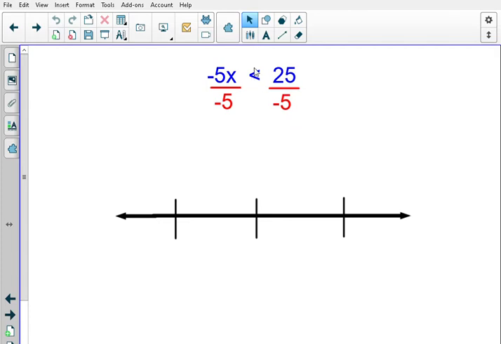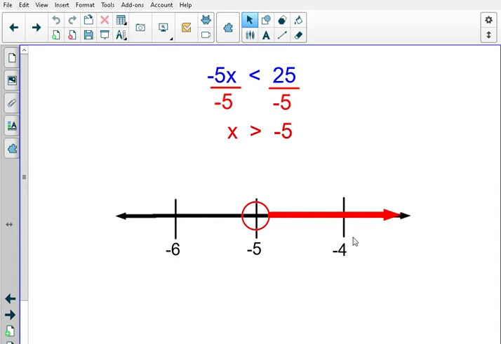We have to switch the direction of the sign, so we're going to end up with x is greater than negative 5. So let's go ahead and put our numbers on our number line. This time, since it does not have the or equal to part, negative 5 is not part of our solution. So instead of a solid dot, we're going to use an open circle. We're still going to shade it towards the greater than side. So it'd be open circle on negative 5 and shaded to the right.